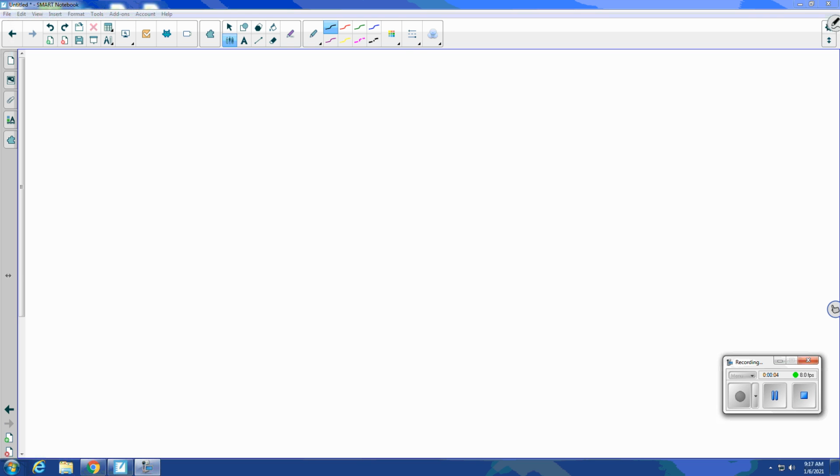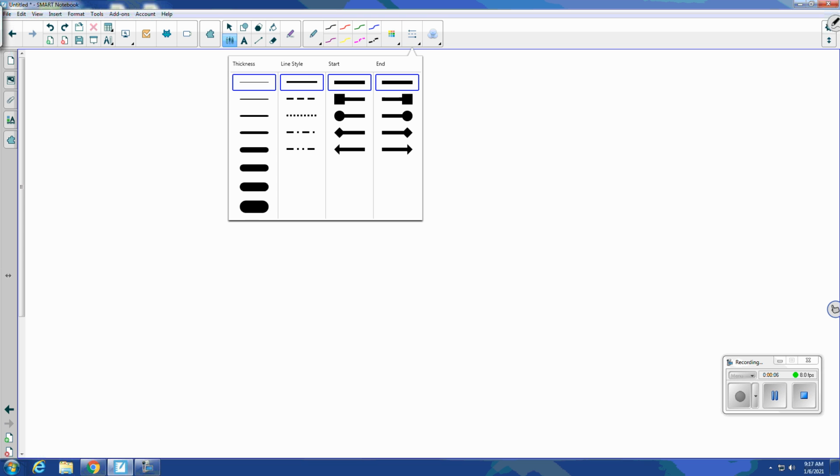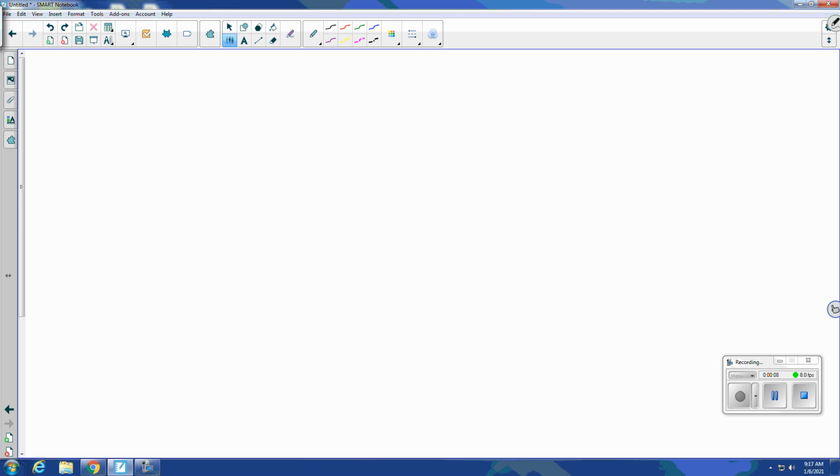Special right triangles. There are two special right triangles: the 45, 45, 90 and the 30, 60, 90. So let's start with the 45, 45, 90. Where does that come from?